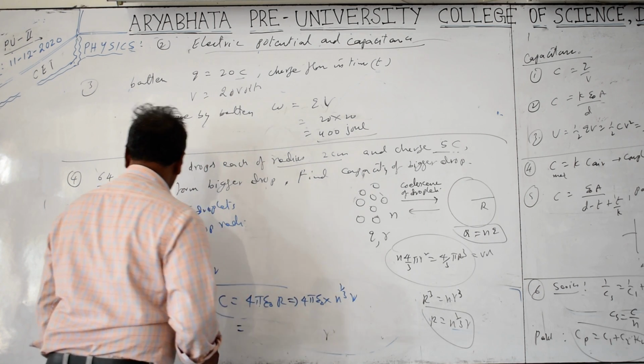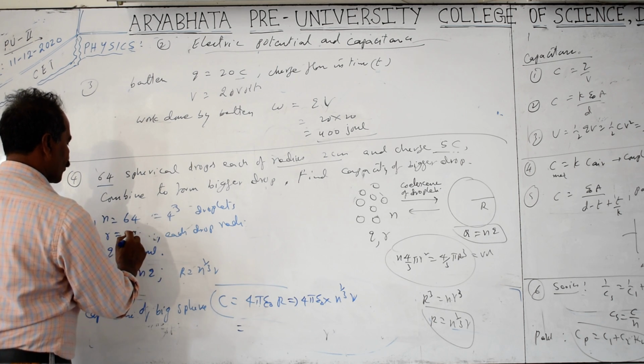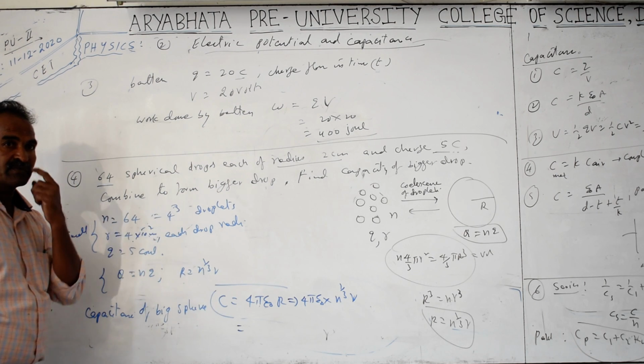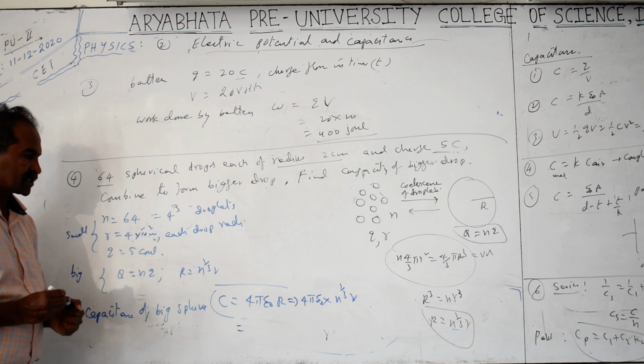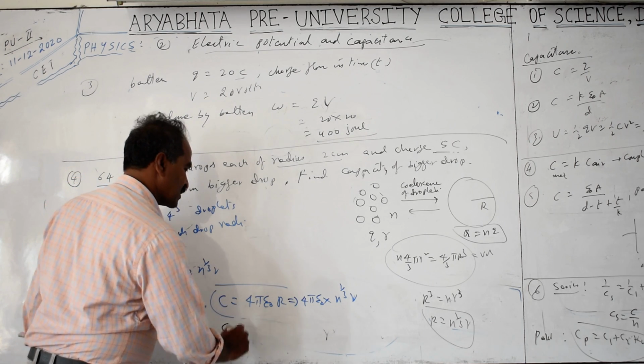Now the smaller r is what you have to give. This radius is in centimeters, convert it into meters. So 4 into 10 to the power minus 2 meters, because we are taking everything in SI units. Whenever separate units are given, you must convert into meters. So what is the capacitance?